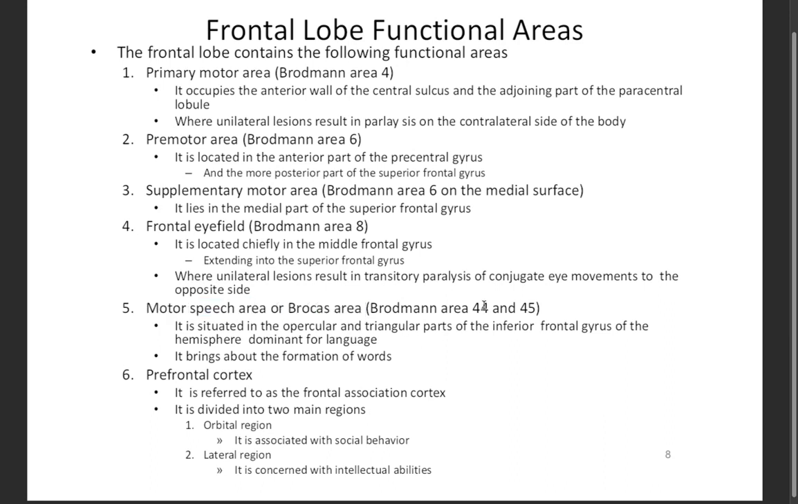The Broca area is very important, number 44 and sometimes 45. It is situated in the opercular and the triangular parts of the inferior frontal gyrus. Above we talked about the middle frontal gyrus and also the superior. Here you have the inferior frontal gyrus of the hemisphere dominant for language. The phrase hemisphere dominant means the left.